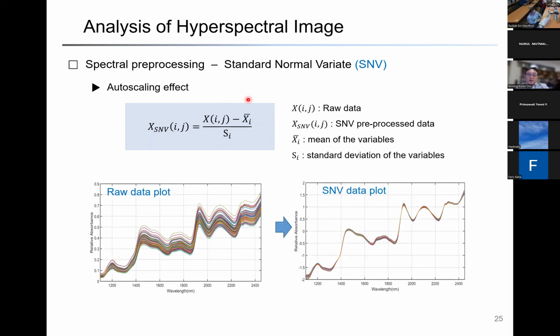So that is the auto-scaling effect. If your sample is particulate, SNV is very effective to minimize the sample variation. SNV is very good. And there are other preprocessing methods, like derivative and statistical array derivative. You can combine multiple preprocessing methods. Not only just one preprocessing, you can use multiple preprocessing if you want.